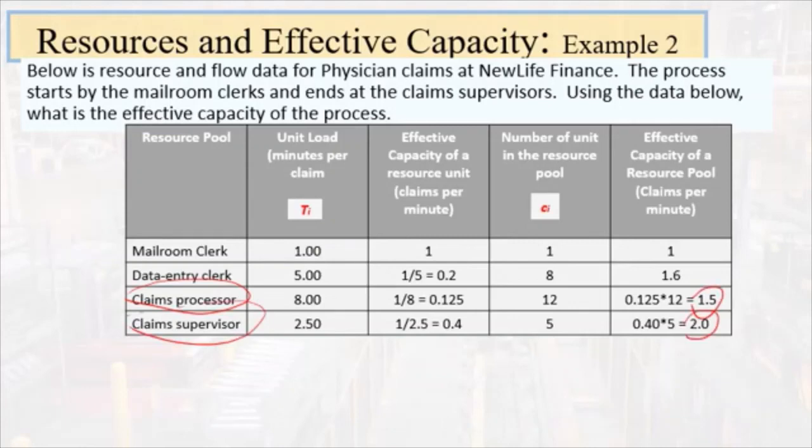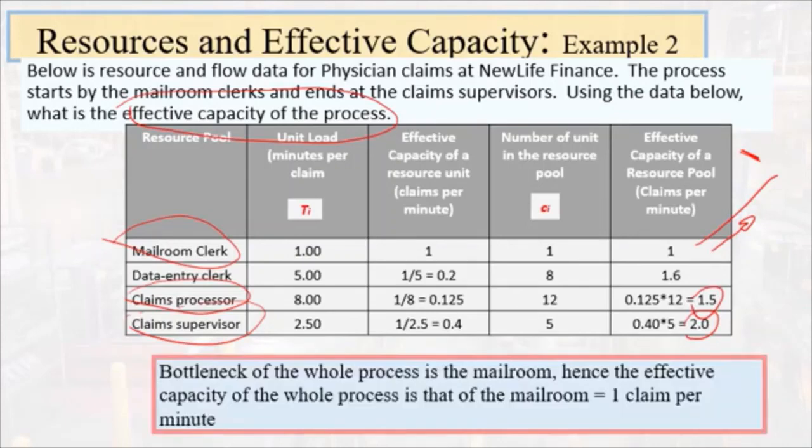Now the effective capacity of the overall process is basically dictated by the bottleneck, which is this process. The mailroom is the bottleneck. It has the smallest effective capacity. It could process less than any of the other departments. So this will dictate our effective capacity. So the effective capacity is going to be 1 claim per hour, which is basically the bottleneck. Or you could think of it as the resource pool with the lowest effective capacity.